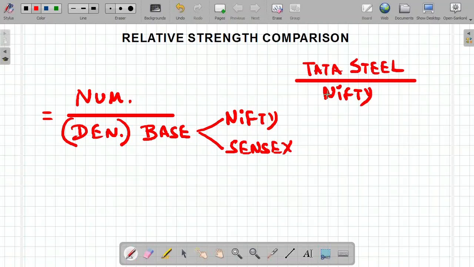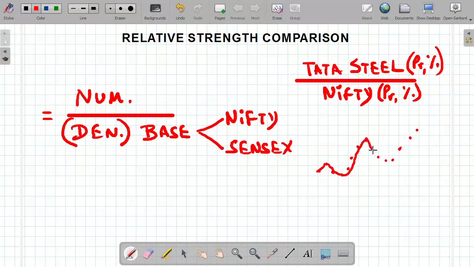When I say Tata Steel on top of Nifty, you can take the closing price, or a better way would be to take the percentage change. You consider the percentage change of Tata Steel every day. So Tata Steel closed 0.67% positive and Nifty was, let's say, 1% positive. Every day you take this ratio, and you can join these ratio numbers, which will give you a diagram that goes up and down. This kind of ratio is what we find to understand the relative strength of the stock.